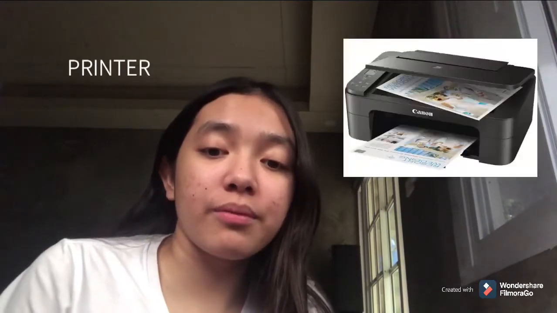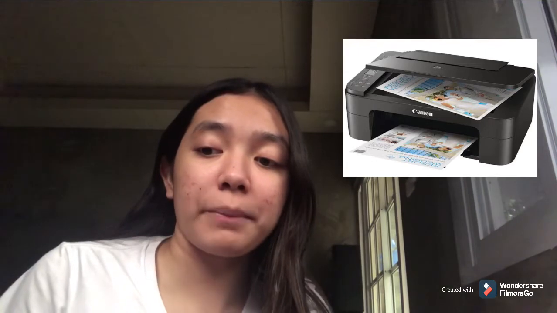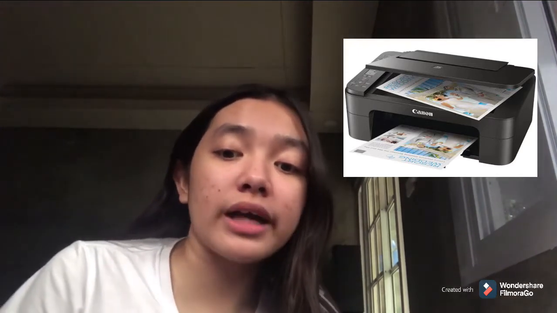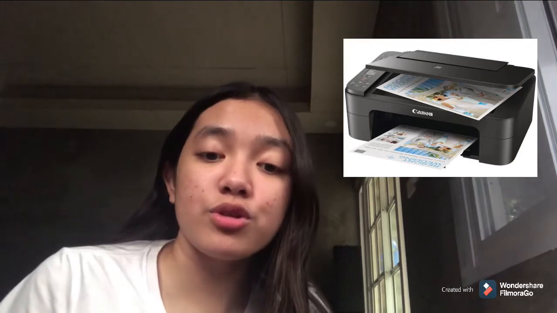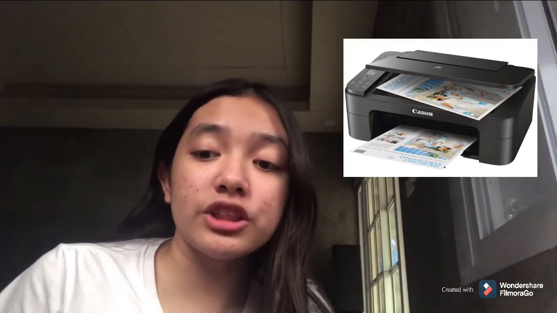Next, we have a printer. A printer is a peripheral device which makes a persistent representation of graphics or text, usually on paper. While most output is human-readable, bar code is an example of an expanded use for printers. The different types of printers include 3D printer, inkjet printer, laser printer, thermal printer, and etc.